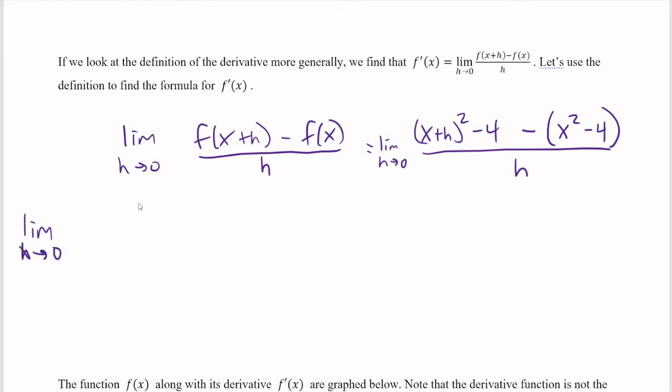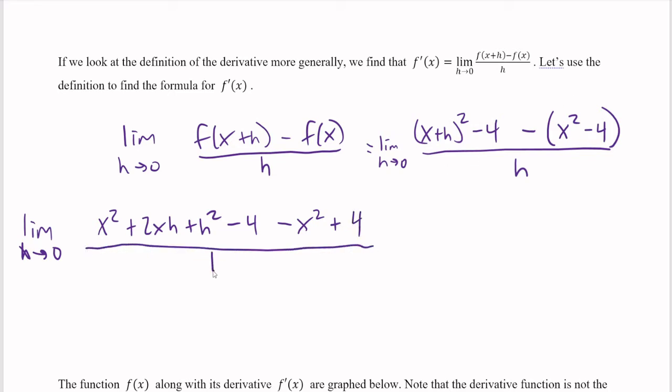As h goes to 0, we're going to multiply this out, just this piece here. We're going to get x squared plus 2xh plus h squared minus 4. Now let's go here. Minus x squared, careful with your negative, plus 4. One little mistake and this whole limit gets messed up. All right, let's see if we can combine some terms. I get a positive and a negative x squared. Those cancel. I've got a -4 and a +4. Goodbye. And I'm left with the limit as h goes to 0 of 2xh plus h squared over h.